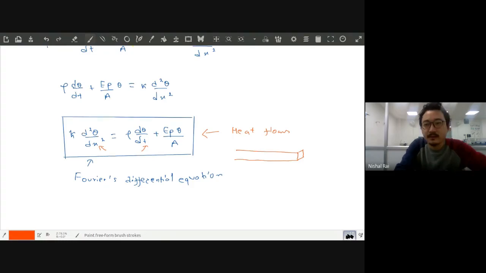Now today's task is just to formulate this differential equation. Tomorrow we have to try to solve this differential equation. But before that, we will try some of the different cases.